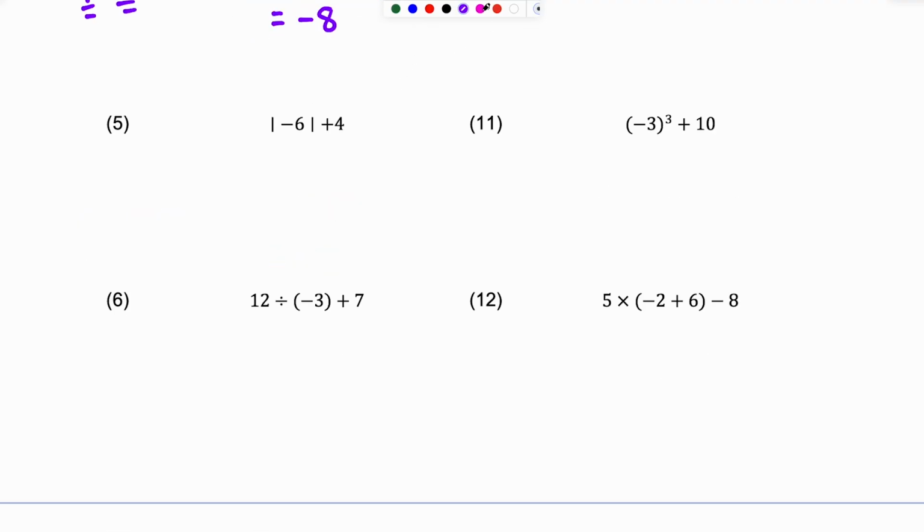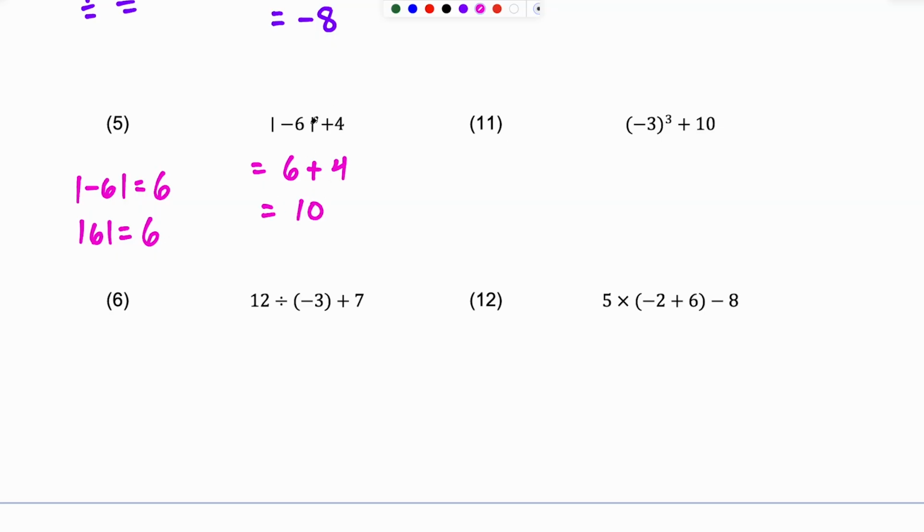So next up, question 5, we have the absolute value of negative 6 plus 4. So for this one, if we remember from earlier, when we have absolute value of negative numbers, we just write the opposite outside like this. If we had the absolute value of 6, we would also just say 6. But absolute value of negative 6 is equal to 6. And then we have 6 plus 4. And 6 plus 4 is equal to 10.